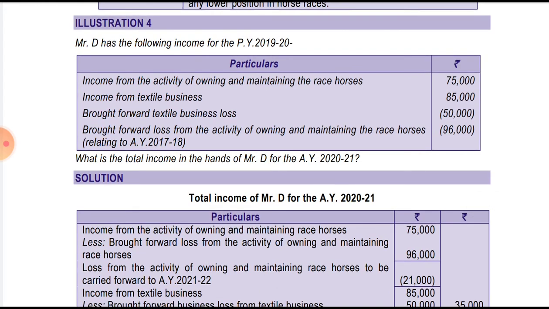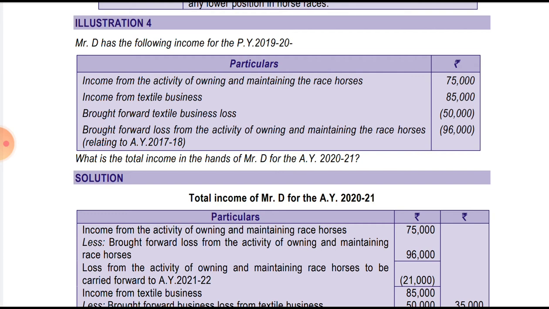owning and maintaining of race horses relating to the assessment year 1718, and this is previous year 1920. The loss of owning and maintaining horses can be carried forward only for 4 assessment years. So we have to count: if it relates to the assessment year 1718, it can be carried forward for 1819, 1920, 2021, 2122, and this relates to previous year 1920 and assessment year 2021. So it falls within that 4 year period, which means it hasn't elapsed yet.